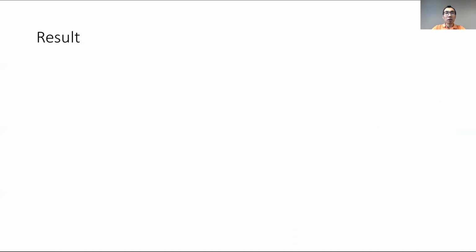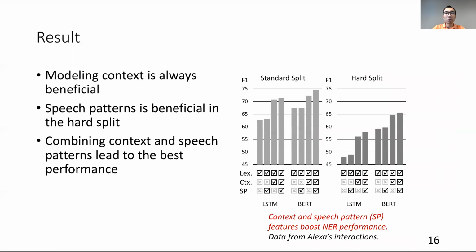And so this is our experiment result. Modeling context consistently leads to significant gains in F1 score, regardless of the data split or the model structure. So in both the standard split and the hard split, both the bidirectional LSTM model and the BERT model perform better when context is given.